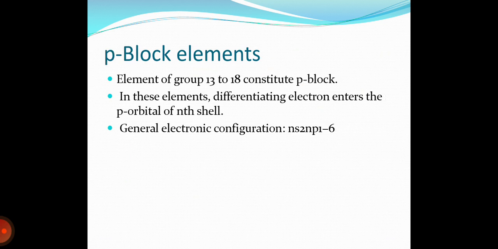The next is p block elements. The elements of group 13 to 18 constitute p block. In these elements, the differentiating electron enters the p orbital of n shell. The general electron configuration of p block elements is ns2 np1 to 6.